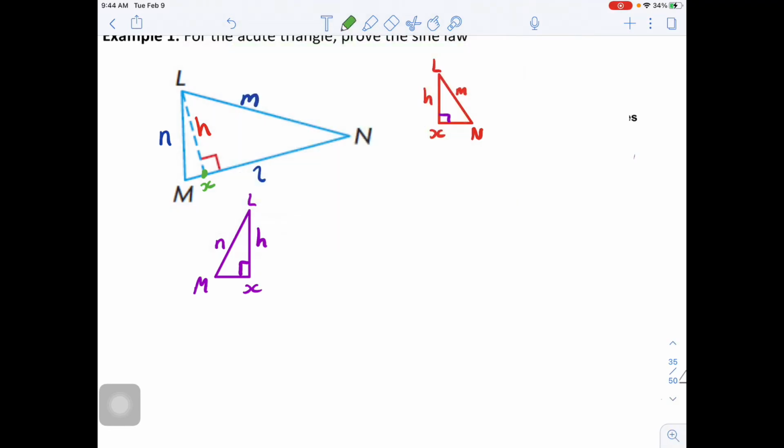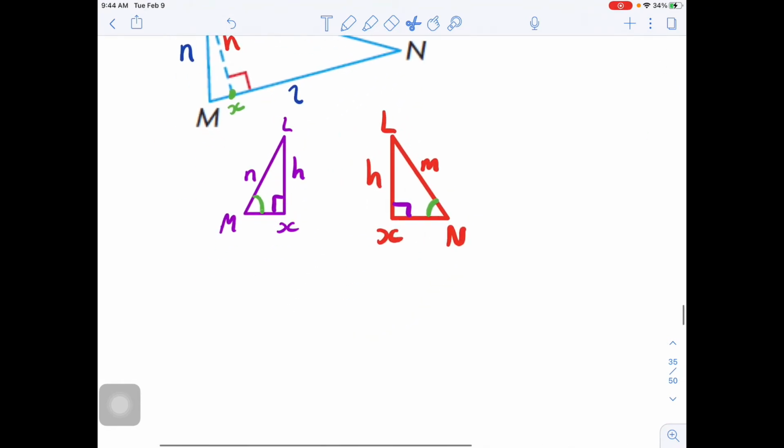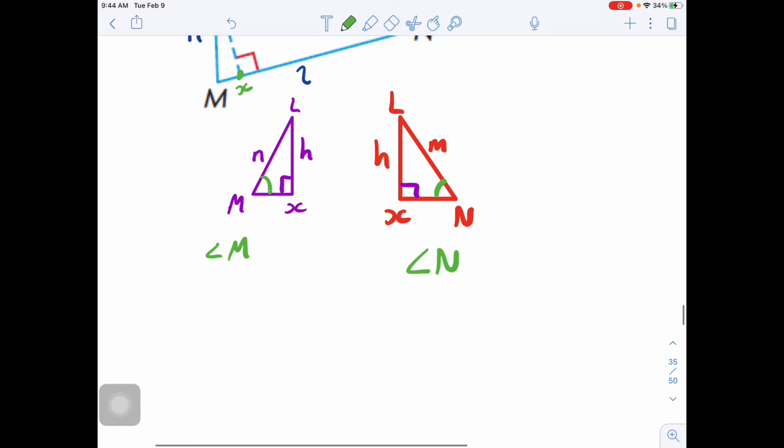So what I'm going to do is focus on this angle, and this angle. So I'm jumping between the two triangles that we're dealing with here. Now, this is angle M. This is angle N. Let's make it a capital M, angle M, and angle N. Let's talk about the sine ratios of these. So sine M.